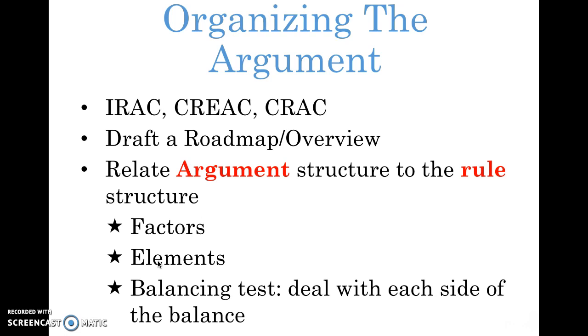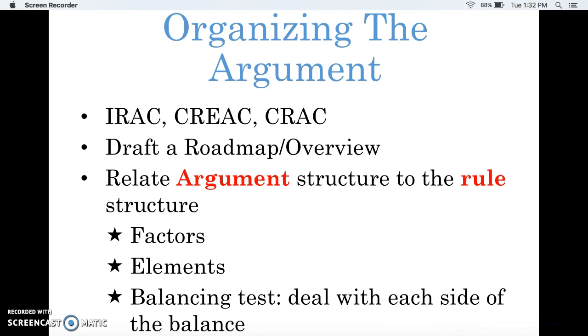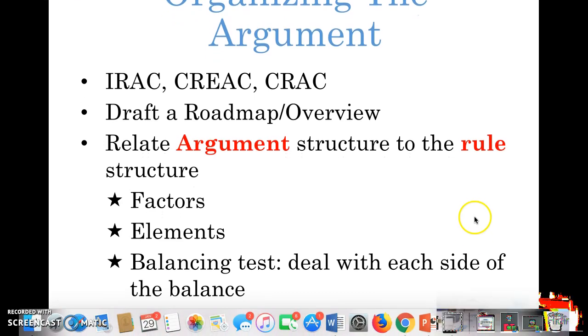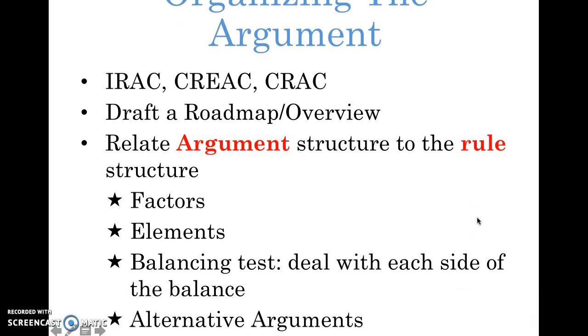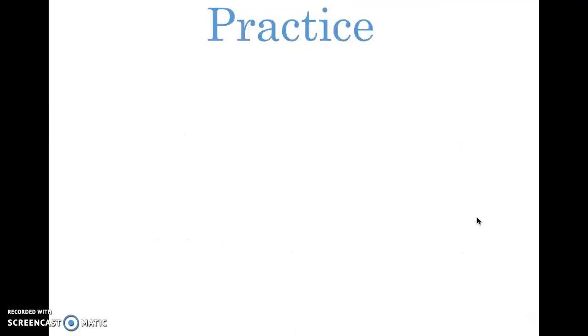You also might have what we call alternative arguments. The alternative arguments would be like, well, if that doesn't work, then we'll try this one. So it may be that your argument is structured that way, where you introduce your strongest element or your strongest argument, and then you introduce an alternative in case that argument doesn't work.